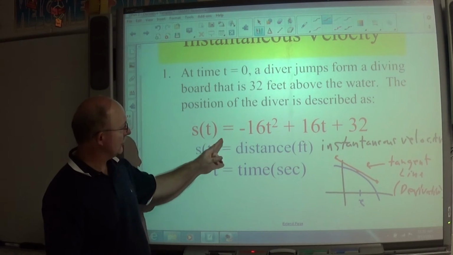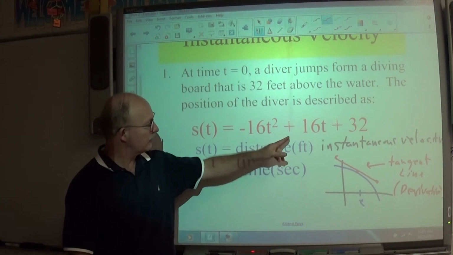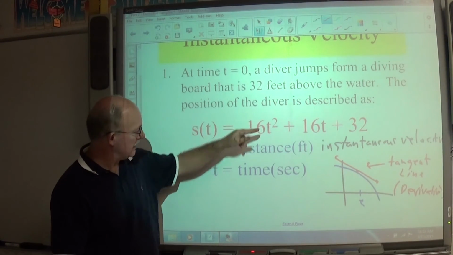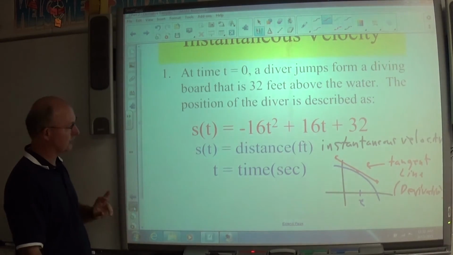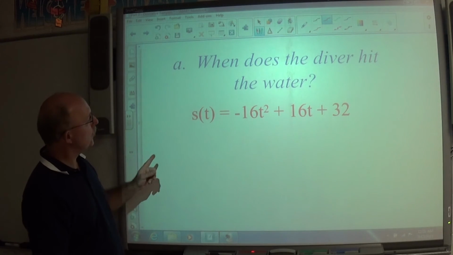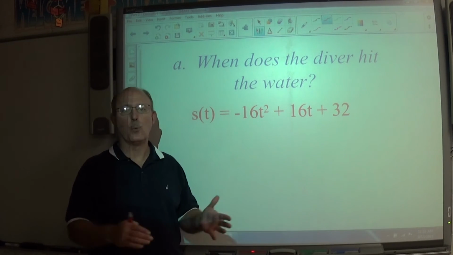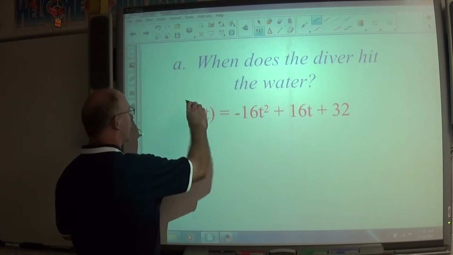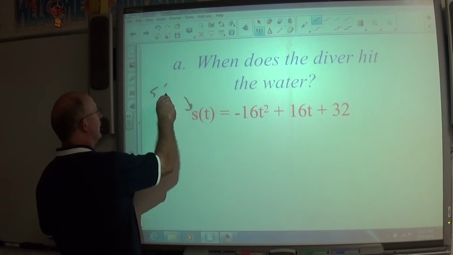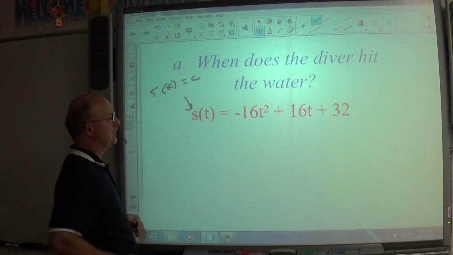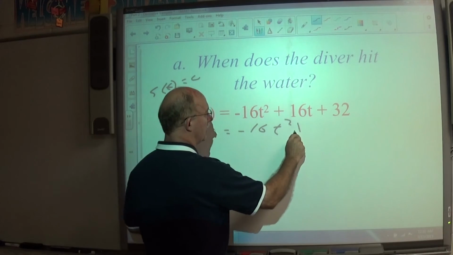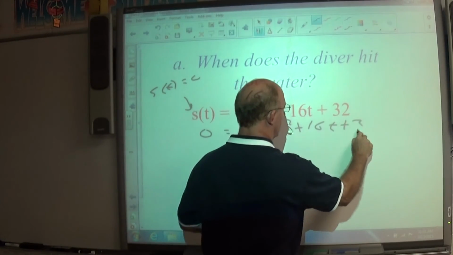Our position function is s of t equals negative 16t squared plus 16t plus 32. Now s of t is in feet and time is in seconds. First question: when does the diver hit the water? The diver is going to hit the water when s of t equals 0. So let's let this be 0. That will equal negative 16t squared plus 16t plus 32.